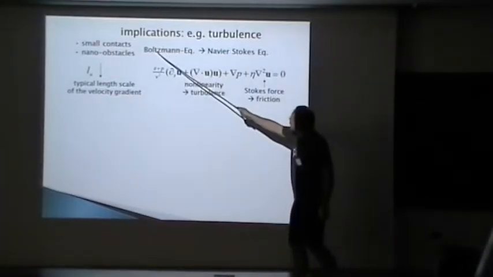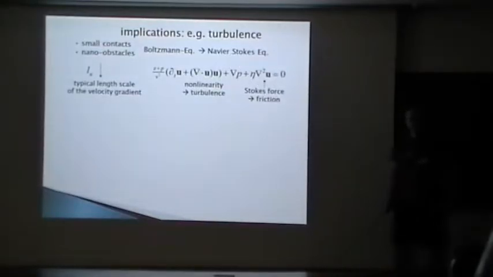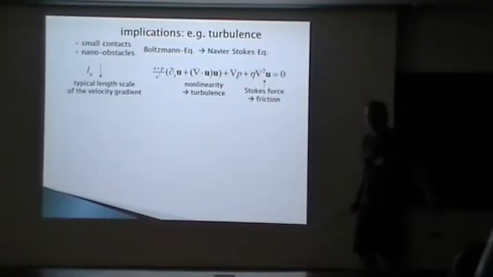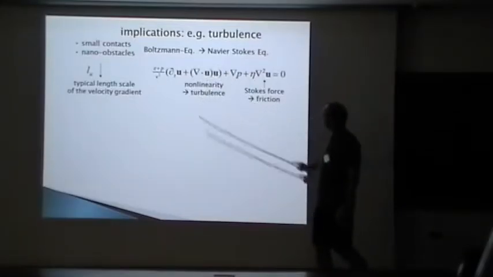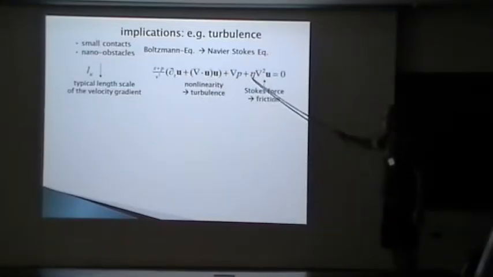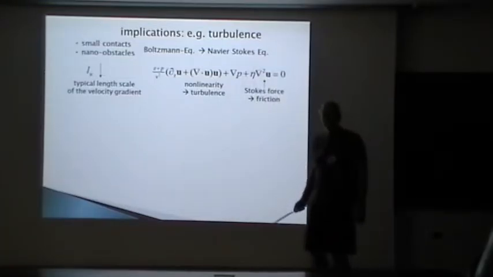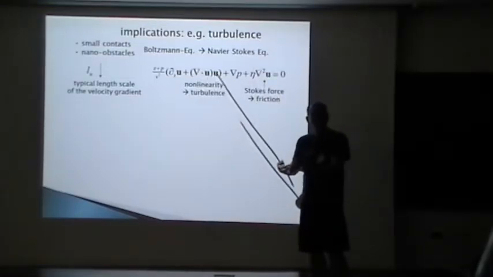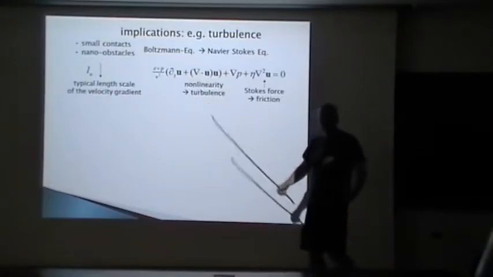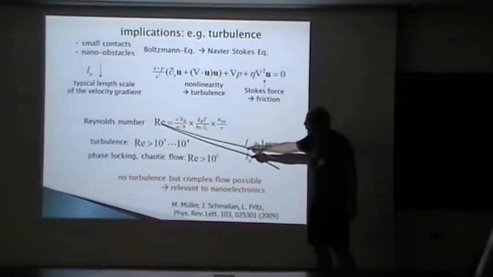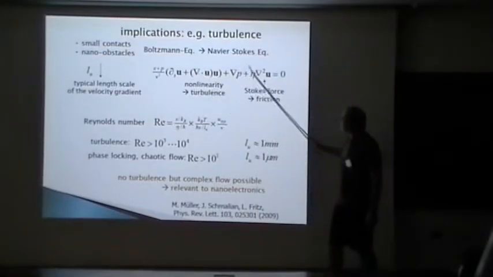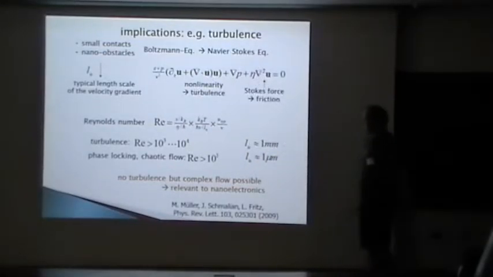You can obtain from the Boltzmann equation the corresponding hydrodynamics of fluid equation and Stokes equation. And essentially you have a nonlinear term here that gives rise to turbulence. And turbulence is typically ruined by a large viscosity, because then you dampen the system efficiently, and you wouldn't get turbulence. But since we have a low viscosity, we can calculate what is called the Reynolds number.